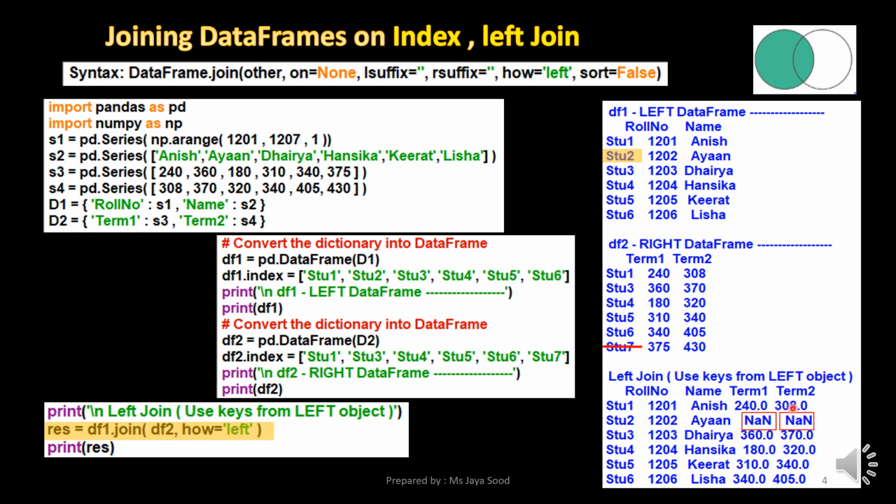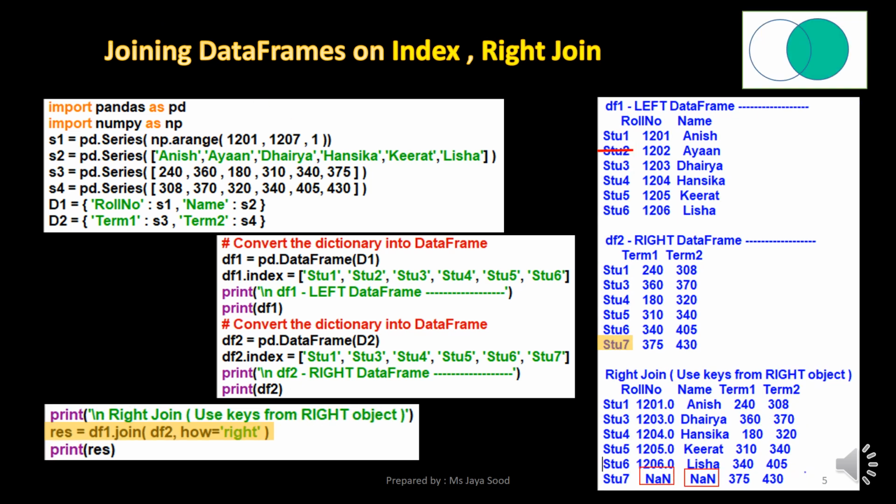It is to be noted that the index stu2, which is not there in the other data frame, will have the value NaN for the columns term 1 and term 2. Also, the index stu7, which is not present in the left data frame, will not be included in the resultant data frame.